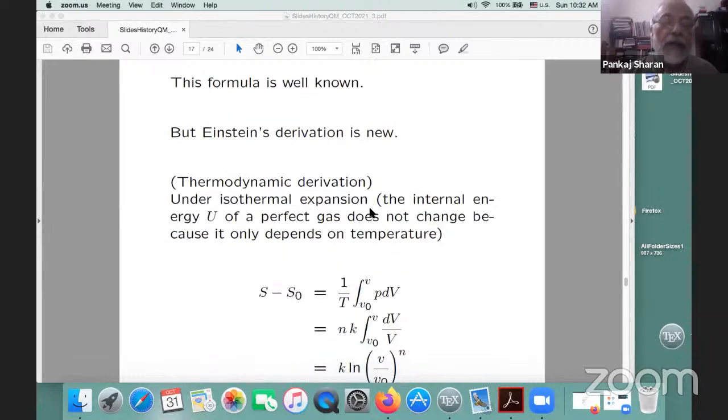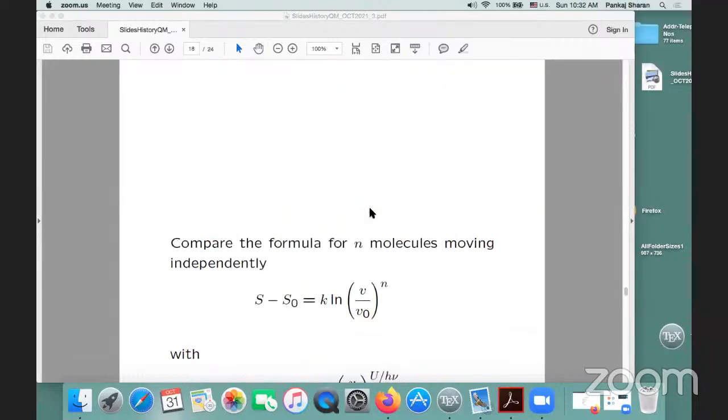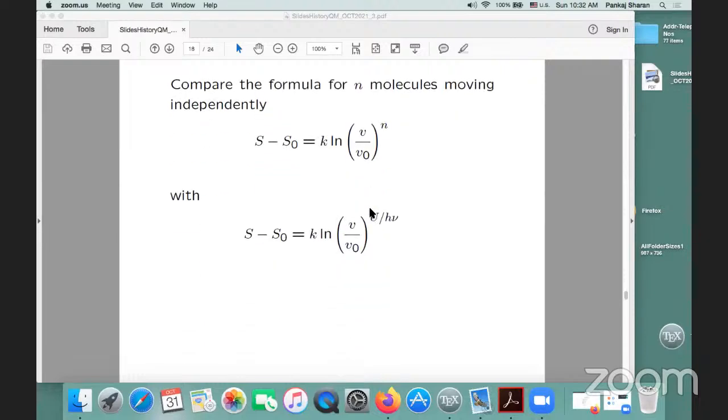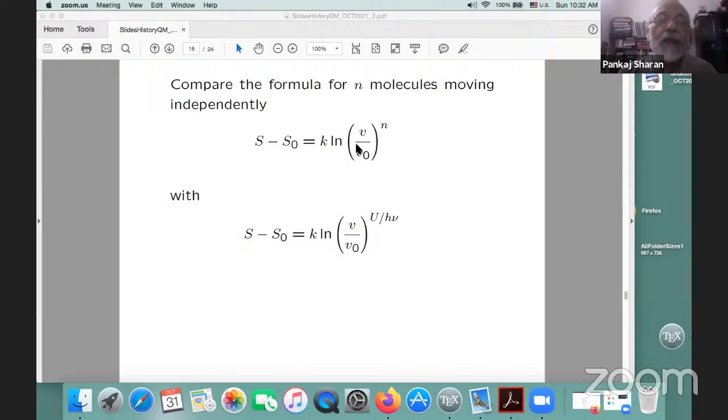And now Einstein does the obvious thing of comparing these two formulas. That is, this is S minus S0 equals k times log of V over V0 to the power n for a monatomic gas or perfect gas, and this is the formula for radiation. S minus S0 is k log of V over V0 to the power U by h nu, which he derived from Wien's formula. What does it tell us?